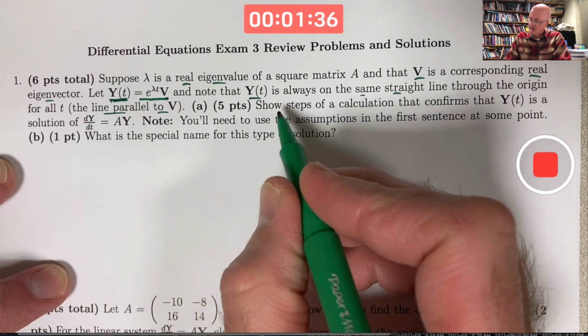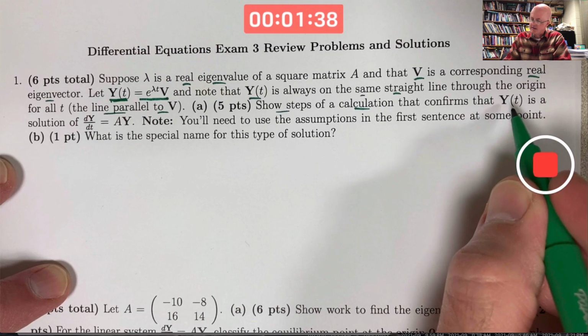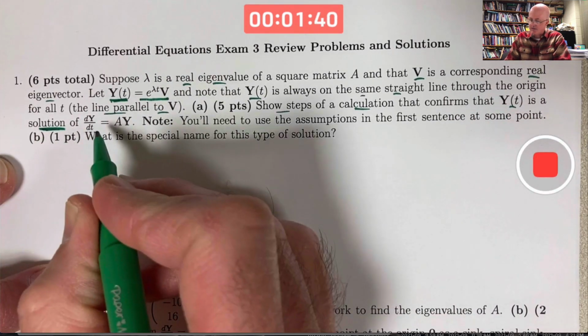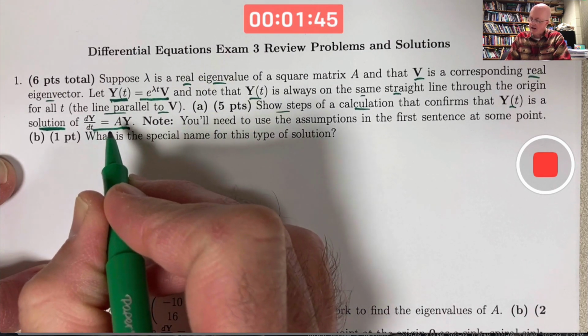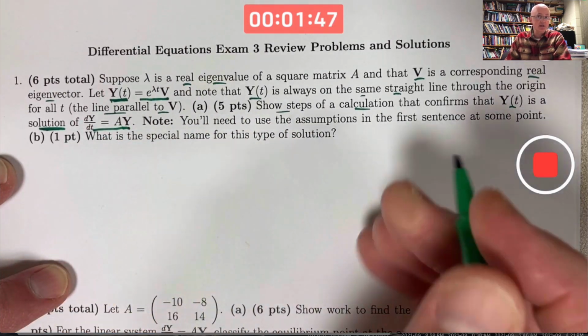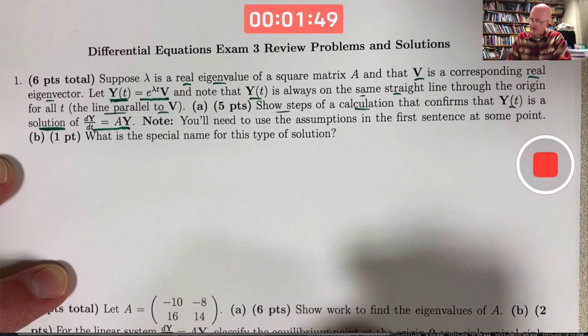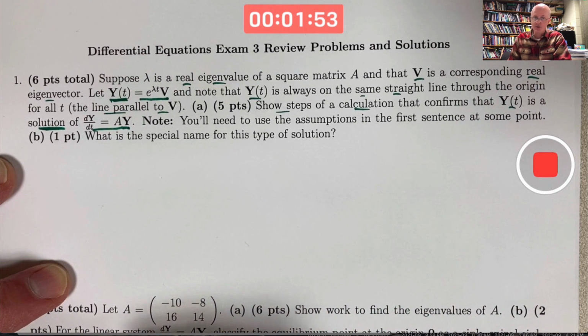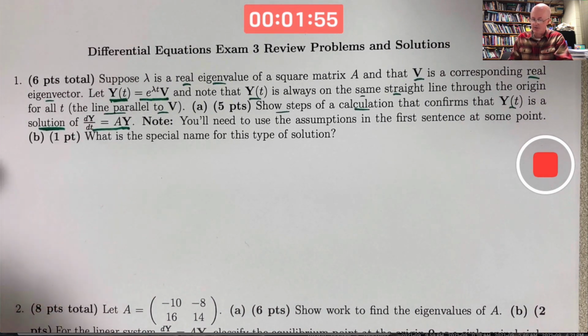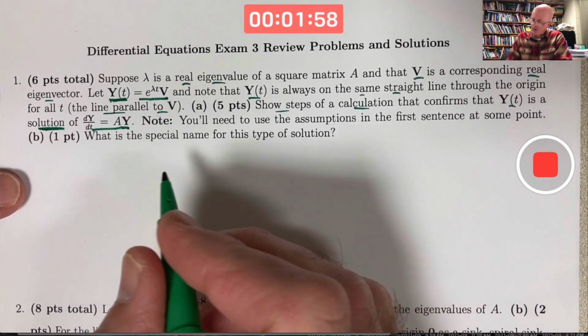Part A says, show the steps of a calculation that confirms that this function is a solution of this differential equation dy dt equals A times y. Note you'll need to use the assumptions as an extra hint in the first sentence at some point. And part B, there's a special name for this type of solution that I've taught my students, and I'll teach you if you don't know it. All right, so what do we do here?